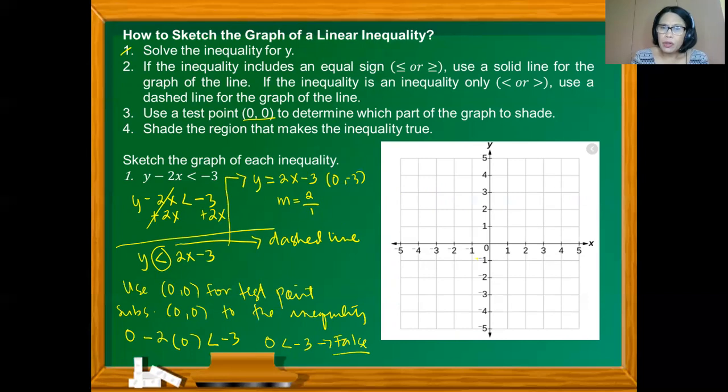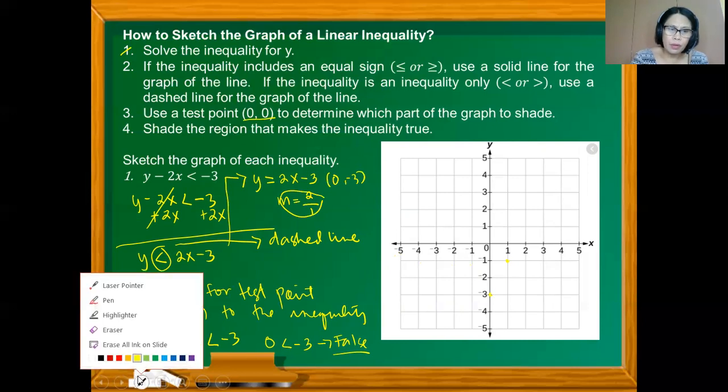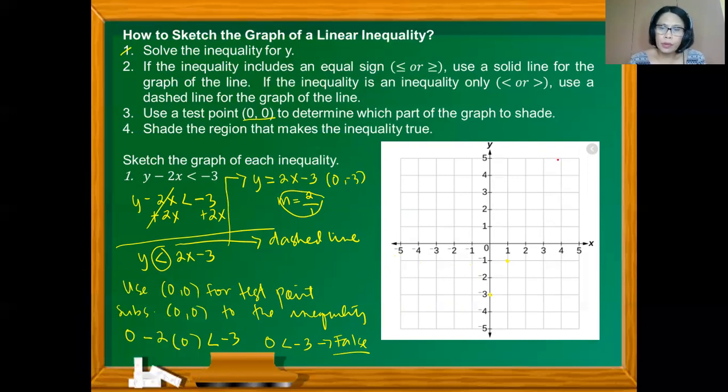So we will plot (0, negative 3). And then the other point can be obtained using the slope. So we will rise by 2 units up, 1, 2, and then run by 1 to the right. So this is the other point. So we're going to connect the 2 points by a dashed line since we are using the less than inequality symbol. So I'll make use of a different color. So we'll be connecting this.